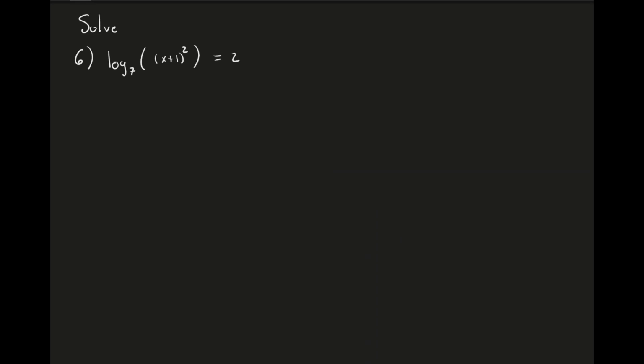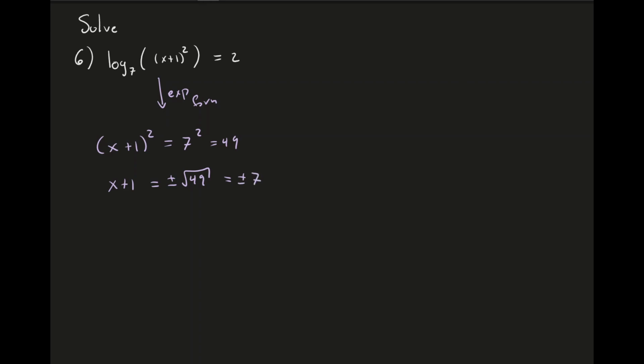With our last example here, I will solve this in two ways to show you the issue with using logarithmic properties. The first way I'll do is say this is a logarithm equaling a number. So the first thing we can do is convert this into exponential form to get x plus 1 squared is equal to 7 squared, which is 49. So then, taking the square root, we get x plus 1 is equal to plus or minus the square root of 49, which is equal to plus or minus 7.